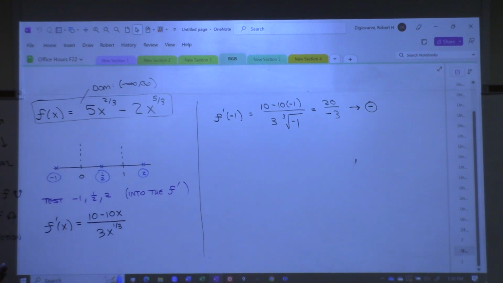My answer is negative. So let's draw a conclusion from that. What that means is that to the left of 0, my derivative is less than 0. It's negative. But what does that tell me about the original function? It must be going down, right? To have a negative derivative means you're decreasing. And now I've got to do the same thing for the remaining 2 test points.